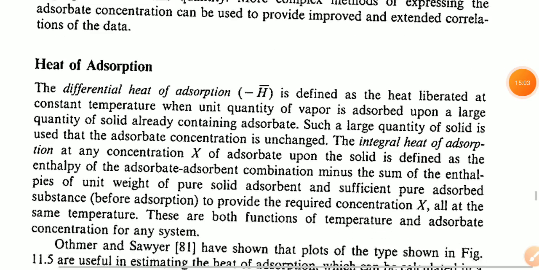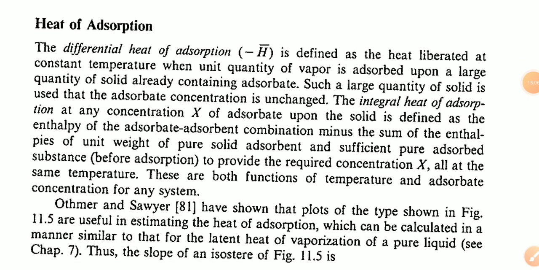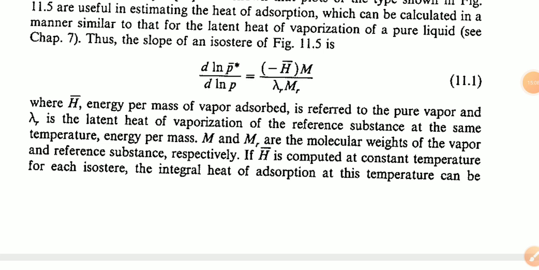Okay, we saw the heat of adsorption in differential form. Remember the equation: d ln P bar by d ln P is equal to H bar multiplied by M, divided by lambda R upon MR, where H bar is the energy per mass of vapor adsorbed referred to the pure vapor, and lambda R is the latent heat of vaporization of the reference substance at the same temperature, energy per mass.